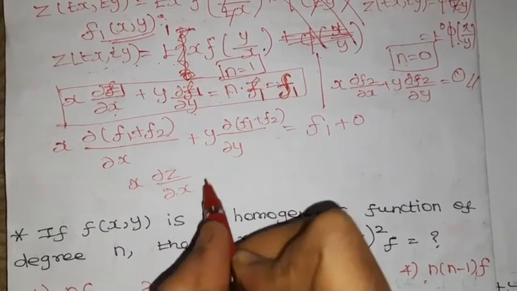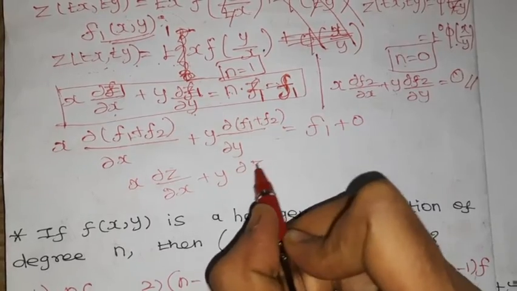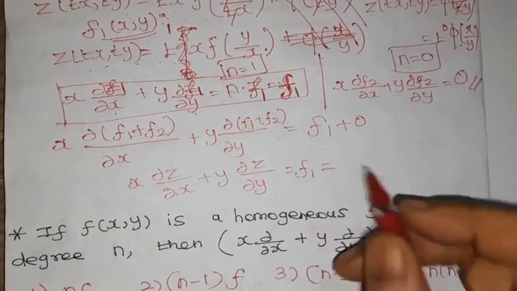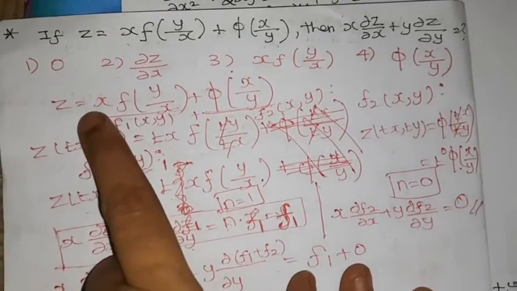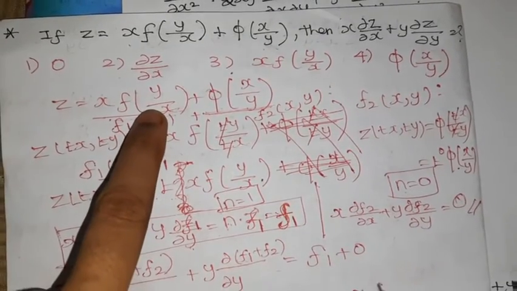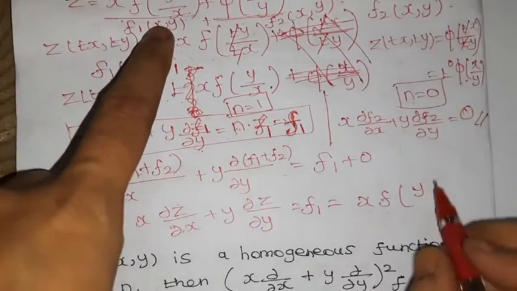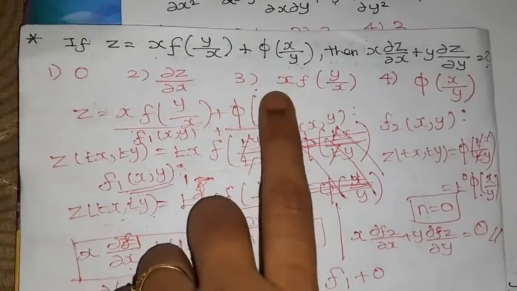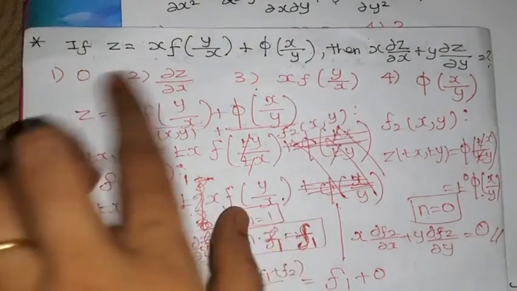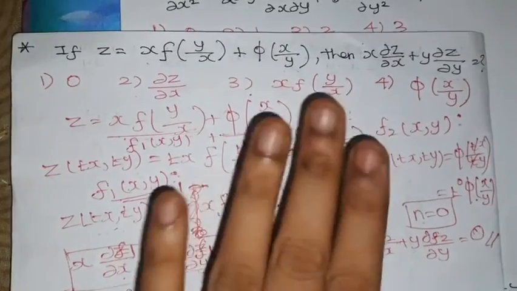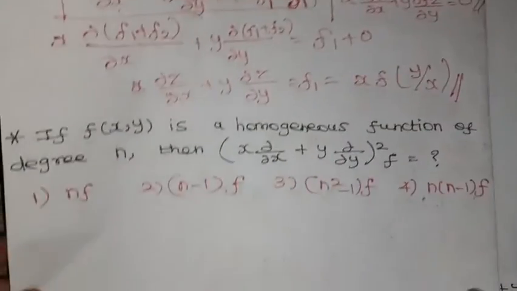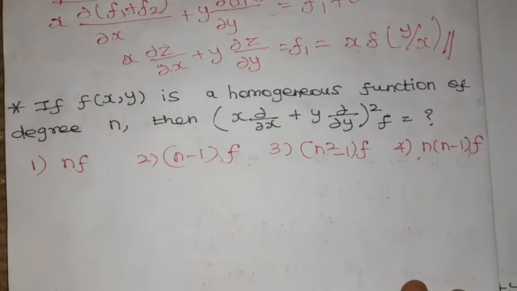So x into y ∂z/∂y equal to f1 plus 0 equal to f1. What is f1? F1 is x into f of y by x, function 1. So this is the answer. Option 3, x into f of y by x, is the answer for this problem. We'll move on to the next one.